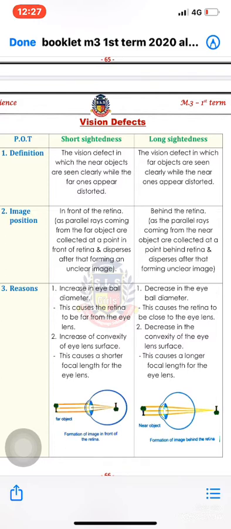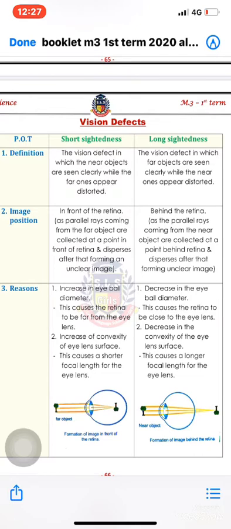Increase of convexity of the eye lens surface. What is meant by convexity? Convexity is the curve of the convex lens, okay? It's more convex, so it's thicker in the middle. When it's thicker, or its convexity is higher, this causes a shorter focal length. There will be a shorter focal length for the eye lens. Okay, so this causes the image to be formed in front of the retina.